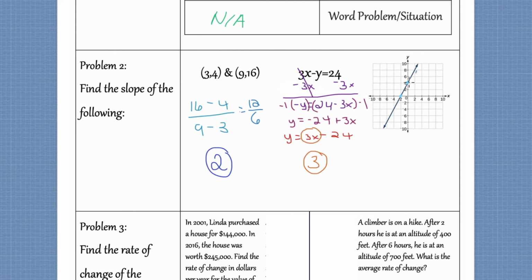So first we have to look at the axis, and we're counting by 2s. And so I rise 2, 4.